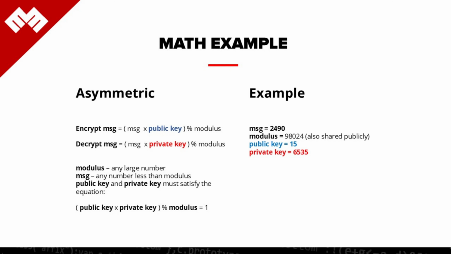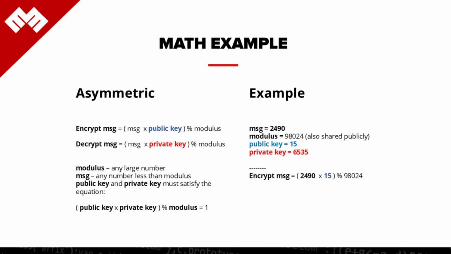Let's say our message is the number 2490, and let's arbitrarily pick a modulus of 98,024. Prior to this lecture, I already worked out a pair of public and private keys that satisfies this equation when using a modulus of 98,024. The pair is 15 for the public key and 6,535 for the private key. Also, a side note, both the modulus and the public key can be freely distributed because they are not confidential pieces of information. Now, let's encrypt the message.